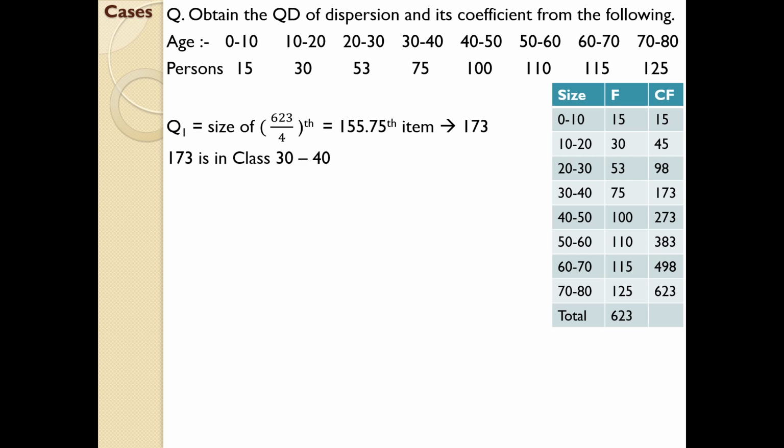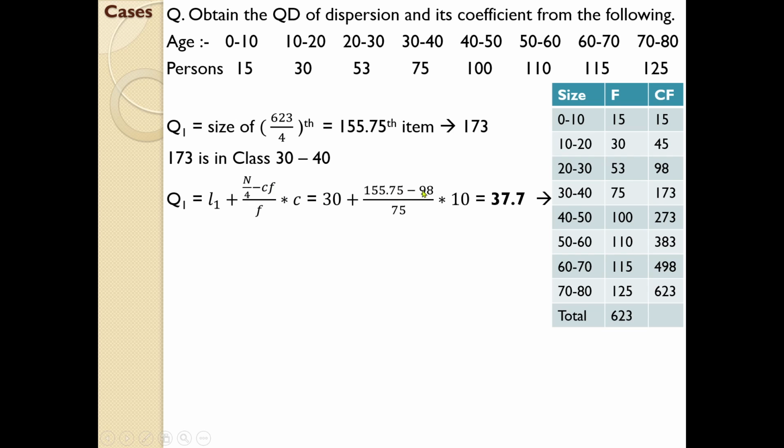Now you have to use the interpolation equation for finding the exact value of Q1. See, the equation is L1 plus (n by 4 minus Cf) divided by f into C. L1 is the lowest number in this class, which is 30. 30 plus n, meaning the total of f, 623 divided by 4, n by 4. Here it is already computed, 155.75. So we can directly substitute the same value, 155.75 minus Cf.